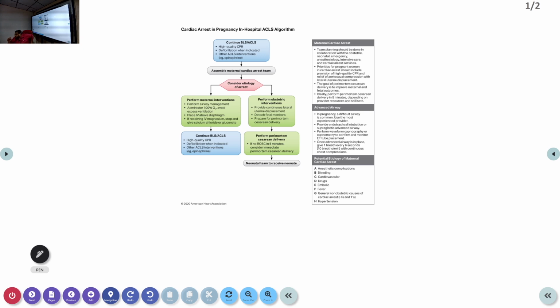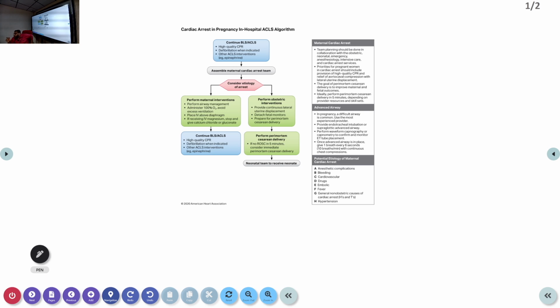We have got some special scenarios. I'm not going to discuss the opioid toxicity algorithm because that is not very common here, so I'm not going to confuse you with those algorithms. But this algorithm, cardiac arrest in pregnancy, is very, very important, and there are certain key concepts that you need to remember. Okay, there are certain things that you need to understand.